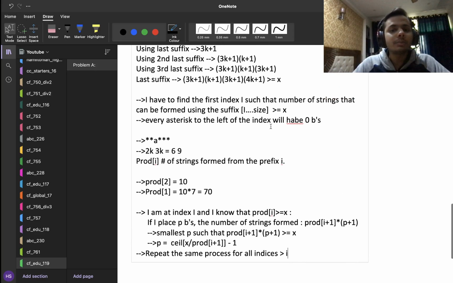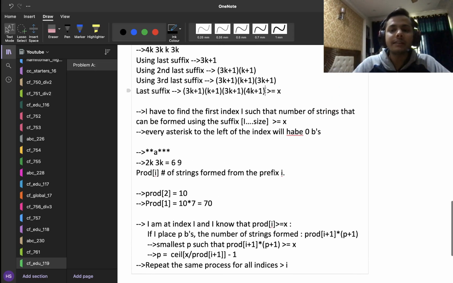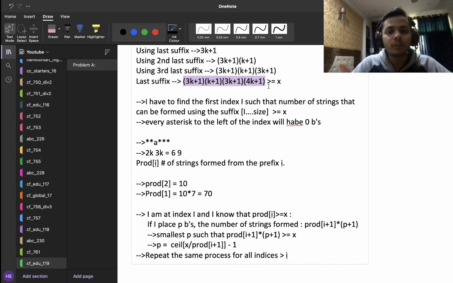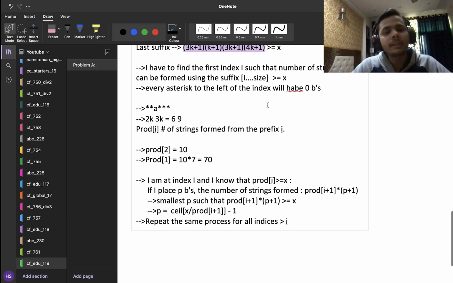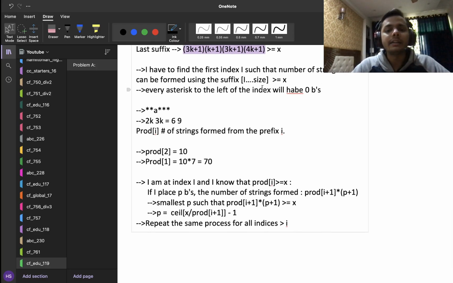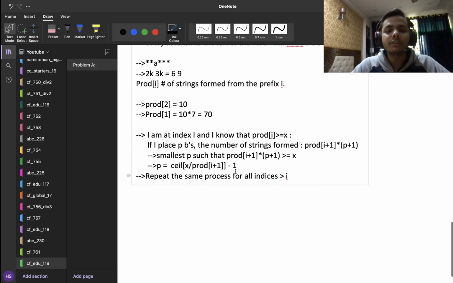The main challenge in this problem was to avoid overflows, and the reason for that is that this particular product can be very, very huge, right? Because I know that k is up to 2000, so this product can very easily overflow, and we can't just naively do things here. So that is why we need to go from the right and find the first index where this product is exceeding x, and then we can easily find out the total number of b's that we'll have to place here, right?